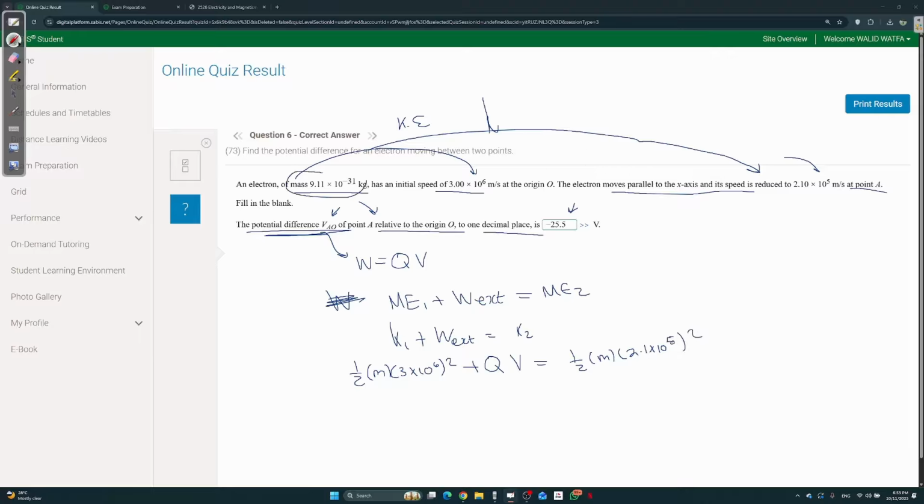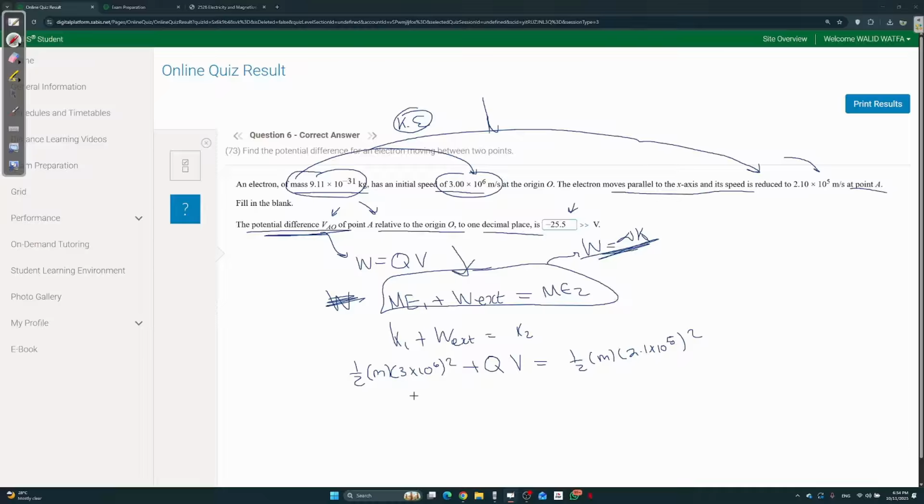Now, why are we doing this? Because whenever you see mass and speed and you're working with electricity, always think kinetic energy. So you follow this step here. Other people use, instead of this, the work-energy theorem, that work is equal to the change in kinetic energy. You can use this as well, but I prefer using this.